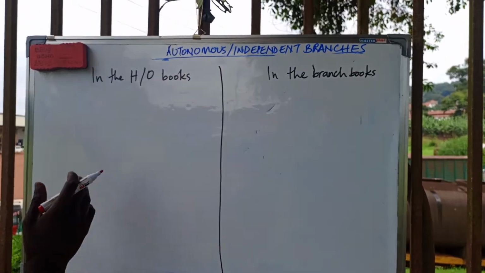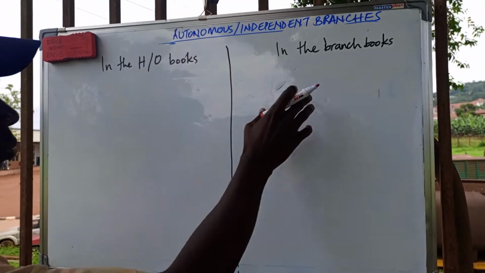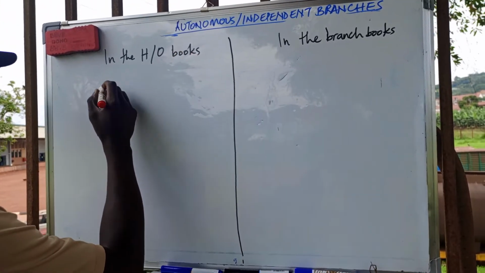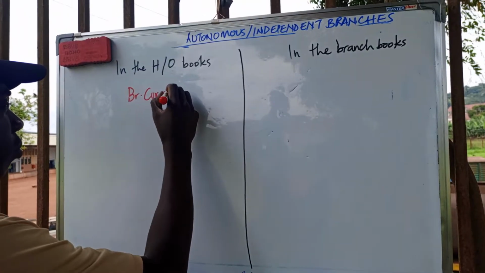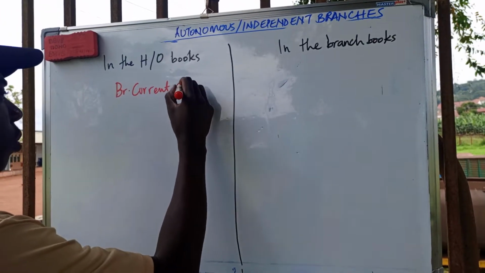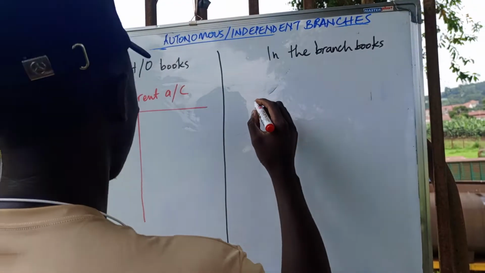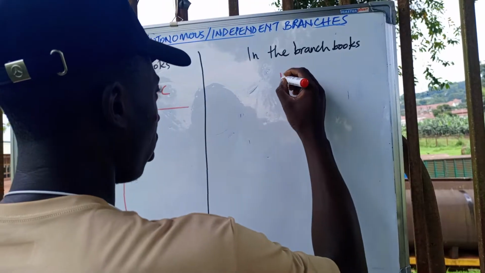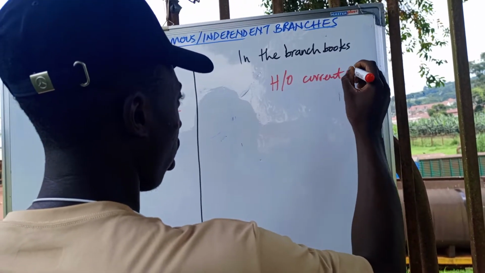So remember, you have to work it out. You have to show what happens in the head office books and what happens in the branch books. The head office, we said, maintains the account of the branch, so I must be recognizing the branch current account, the account the head office maintains. And in the branch books, I'm supposed to be recognizing the head office current account.